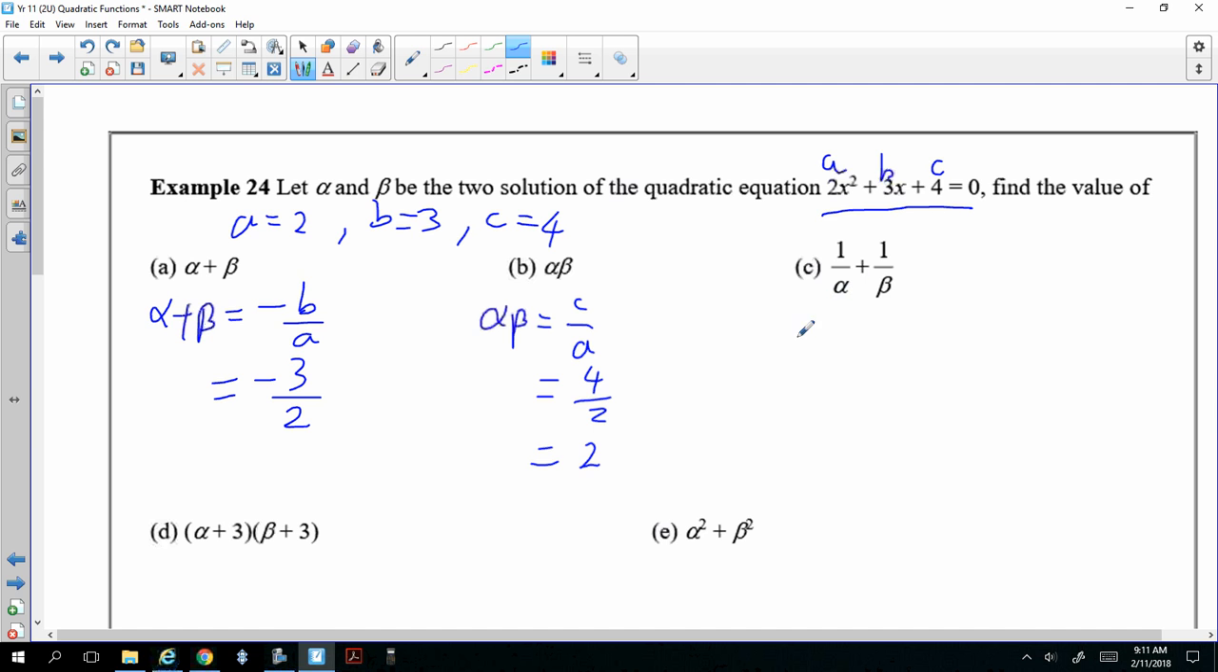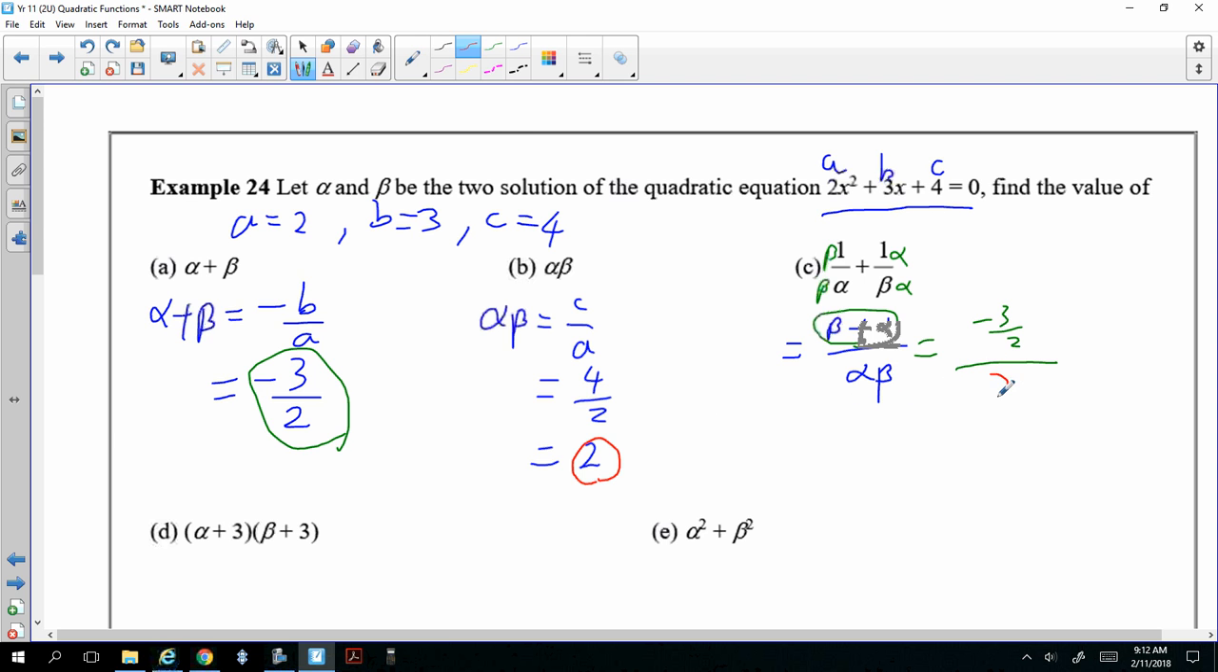So what you need to do is to make them the same denominator. Alpha, alpha, beta, beta. Now they have the same denominator, and you worked out to be beta plus alpha over alpha beta. Okay? And once you do this critical step, you will know the numerator is this thing, minus 3 over 2. So you write minus 3 over 2 divided by the product, which is 2, which you found before. Does that make sense? And if you simplify it, you should get negative.